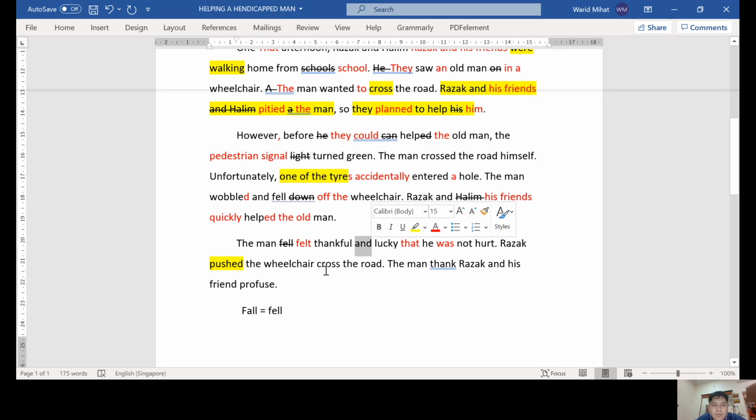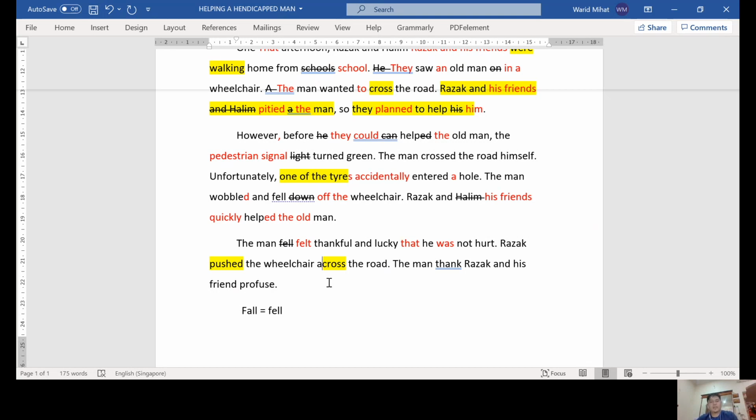But, Razak push the wheelchair across the road. Ini adalah satu ayat sahaja. Bila ada satu ayat, maka kita hanya ada satu kata kerja saja. So, cross tak boleh guna. Kenapa cross tak boleh guna? Sebab ini adalah kata kerja. Kalau kita nak guna, maka kita kena guna across. Menyeberangi. Okay? Push across the road.